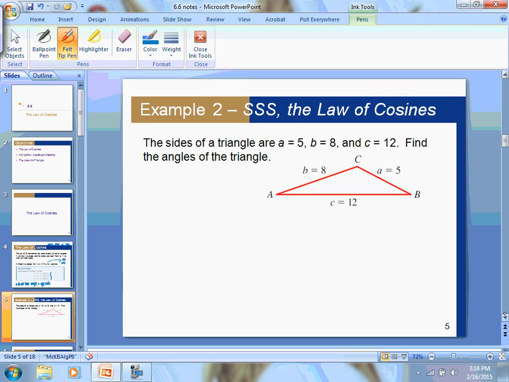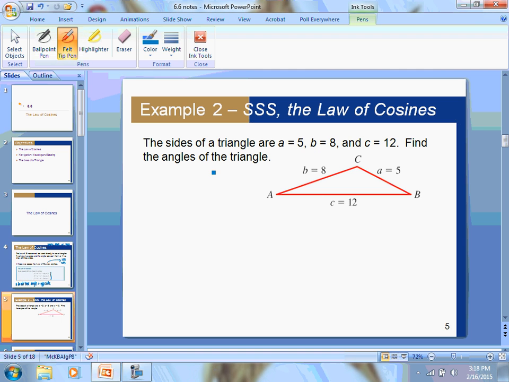Okay, so let's take a look at an example here. We have a side, side, side scenario. As you can see, it's in the title here, and then it's in the picture. We've got all three sides labeled. And here in the problem, it says the sides of the triangle are 5 and 8 and 12. Find the angles of the triangle. So we're still solving for all the missing pieces of information. It just so happens that the missing pieces of information are going to be the angles.